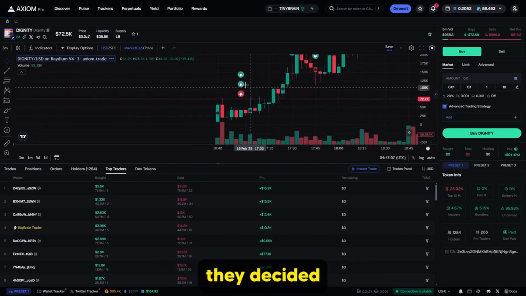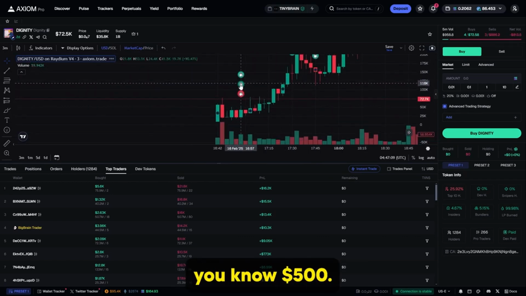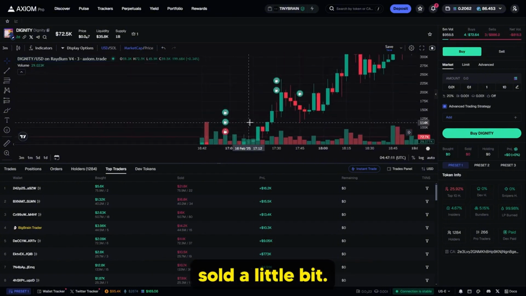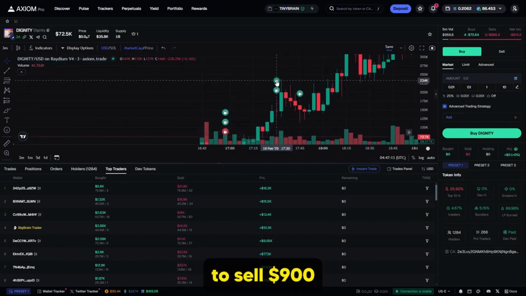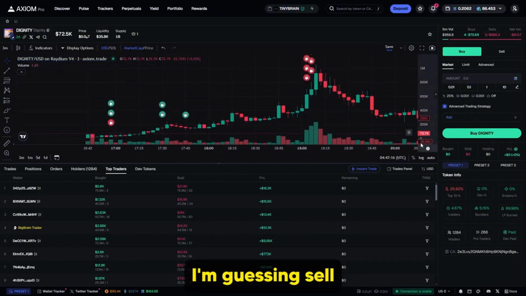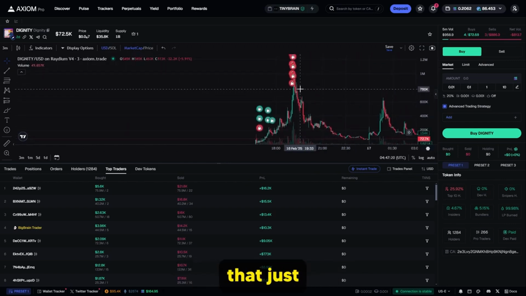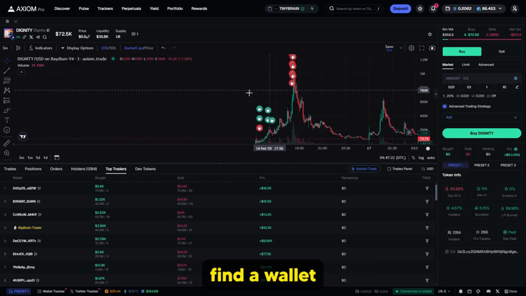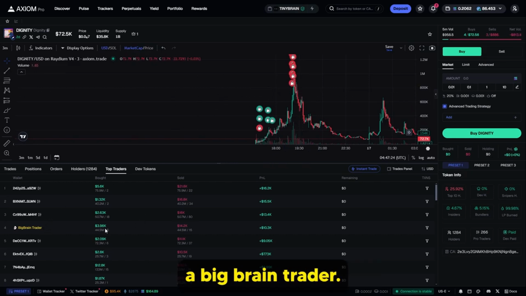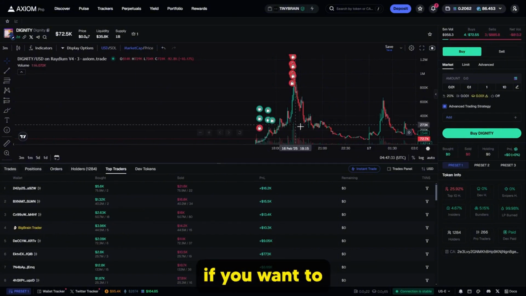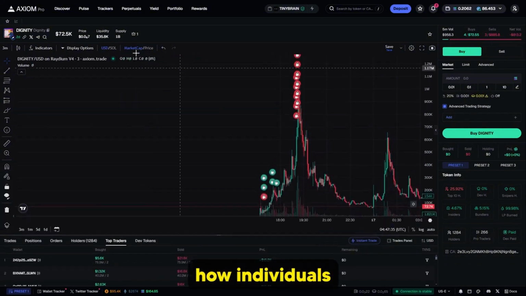You can see right here, they decided to ape in with $500. They kind of sold a little bit, but of course, as the price went up, they managed to sell $900, and they managed to, I'm guessing, sell a lot more towards the top right here. So you can see right here that just using this website, we managed to instantly find a wallet that's actually a big brain trader. And they're also, of course, one of the top traders in this area right here. So this is going to be a platform that is really, really useful if you want to look at exactly how individuals are doing things.